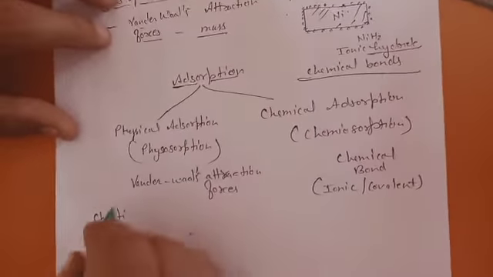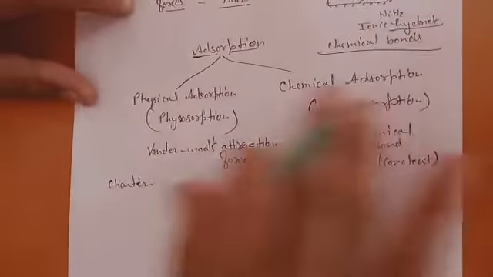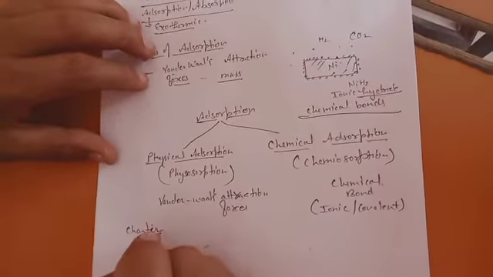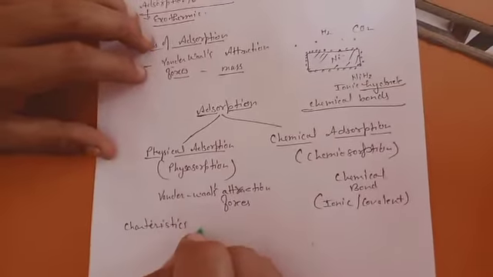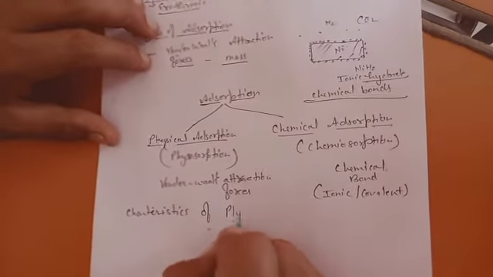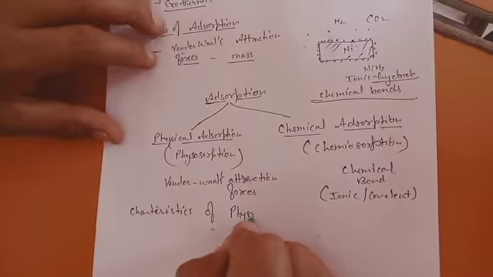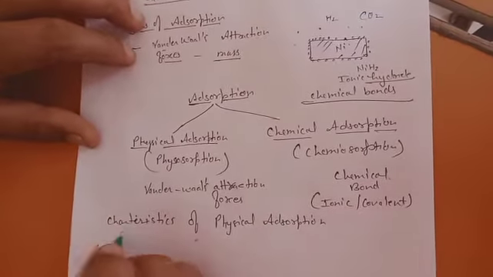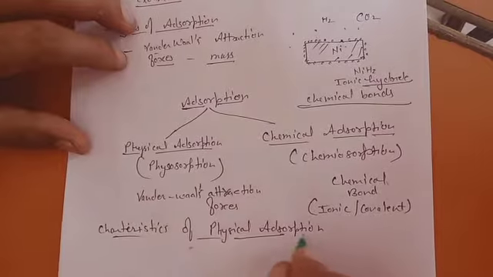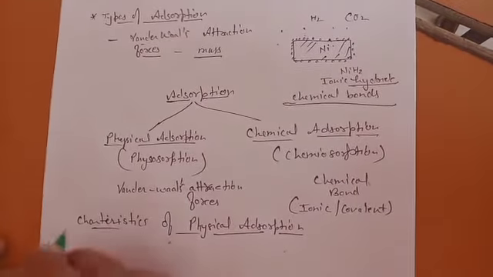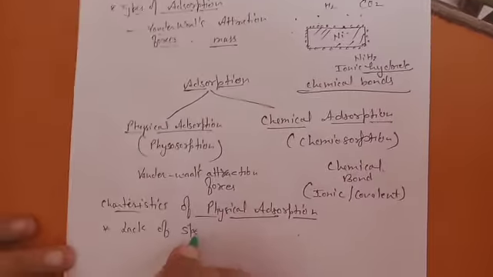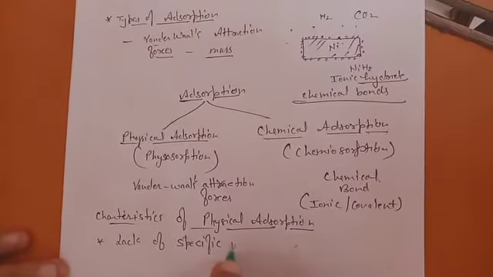Now we have to study the characteristics of these different adsorption phenomena, physical adsorption and chemical adsorption. They have different characteristics. First we will discuss the characteristics of physical adsorption. The first is lack of specificity, a lack of specific nature.